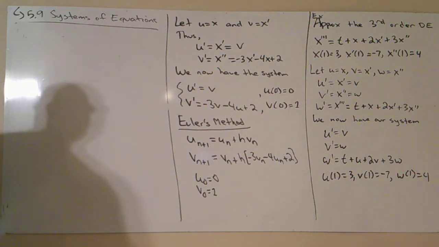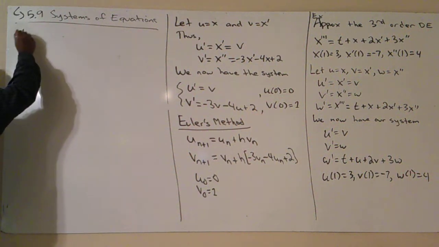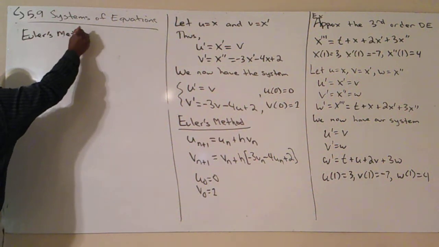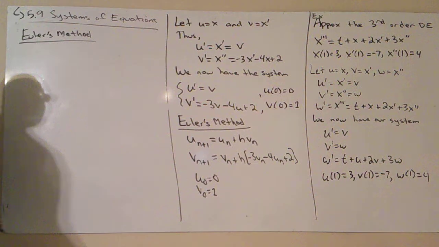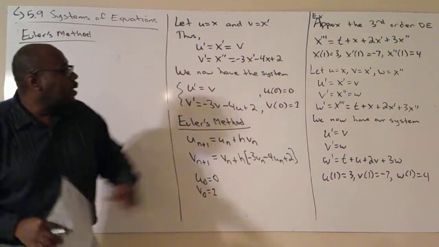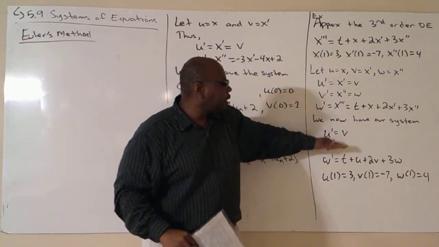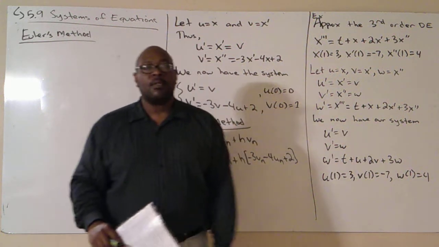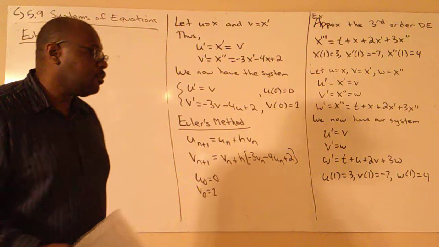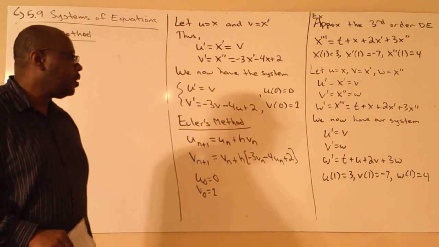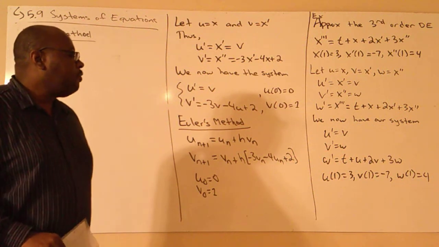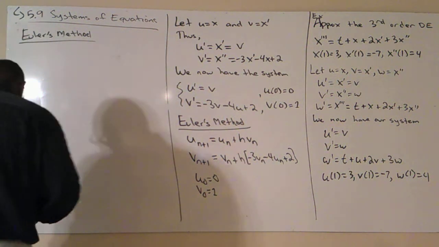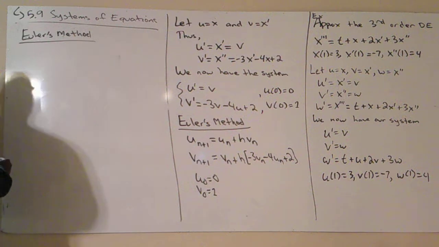So let's put down the Euler's method version of this. What we're really interested in, when it comes down to it, when we want to solve this differential equation, is the solution for u. v is going to give us the approximation to the solution for the first derivative, and then w will give us the approximation to the second derivative of that equation.